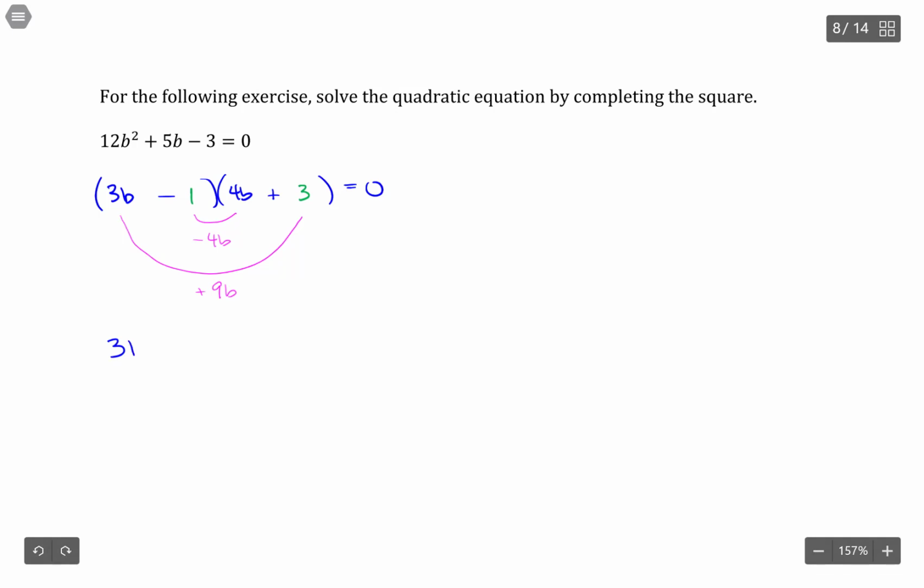It did factor, so there's no need for the quadratic formula or completing the square. So what I will do then is take each linear term and set them separately equal to 0 and solve them. So 3b equals 1, or b equals 1/3, and then 4b equals negative 3. Dividing by 4, I get b equals negative 3/4.